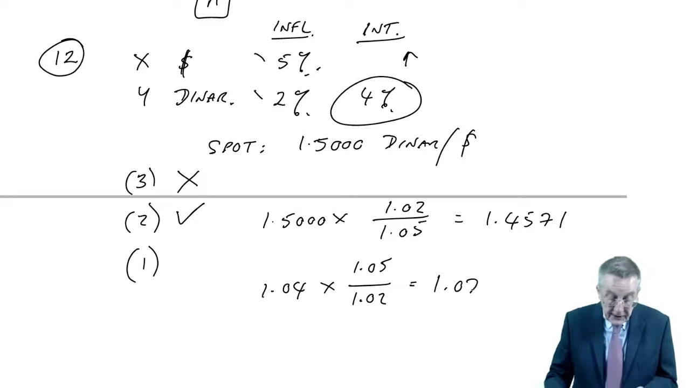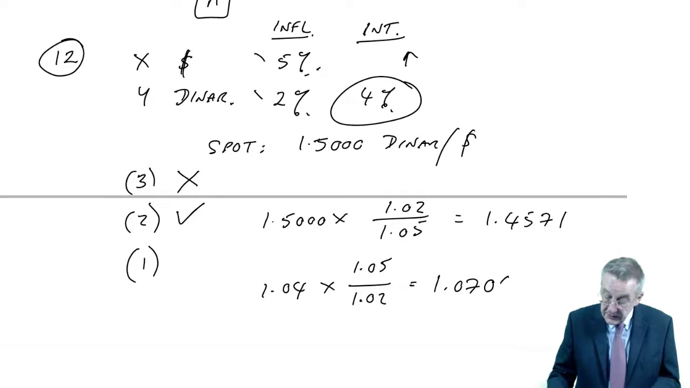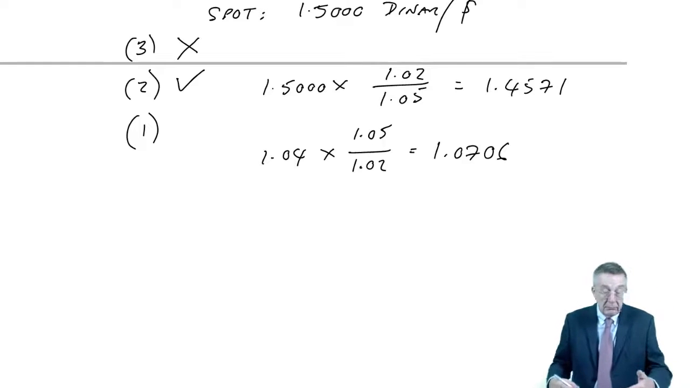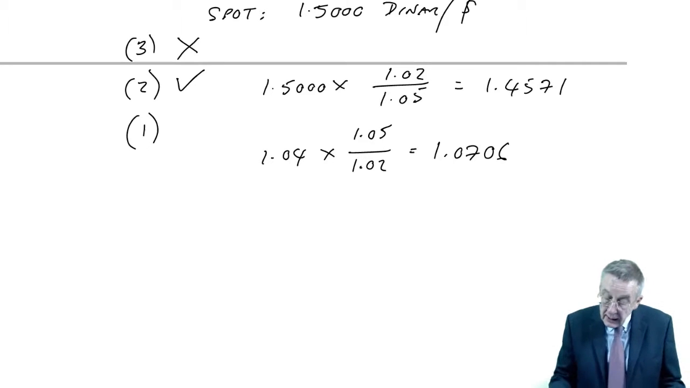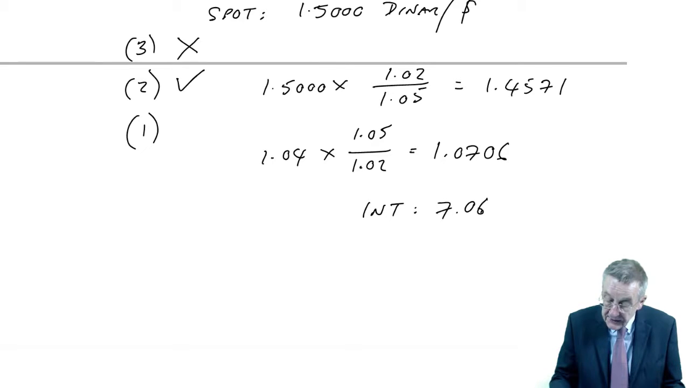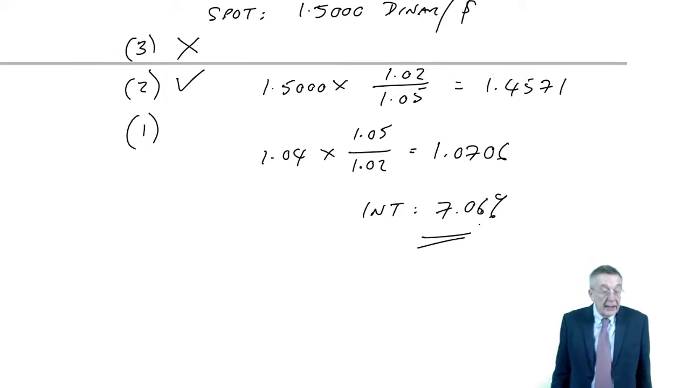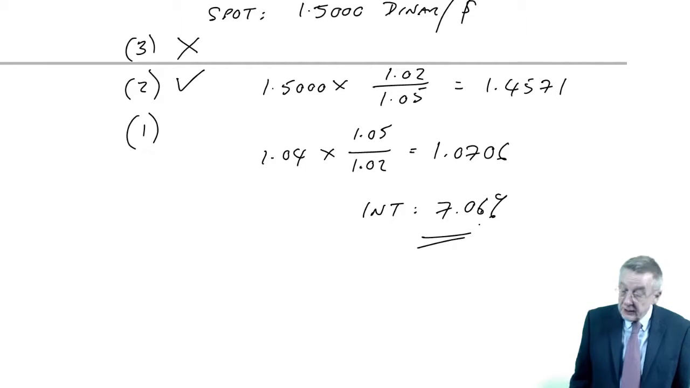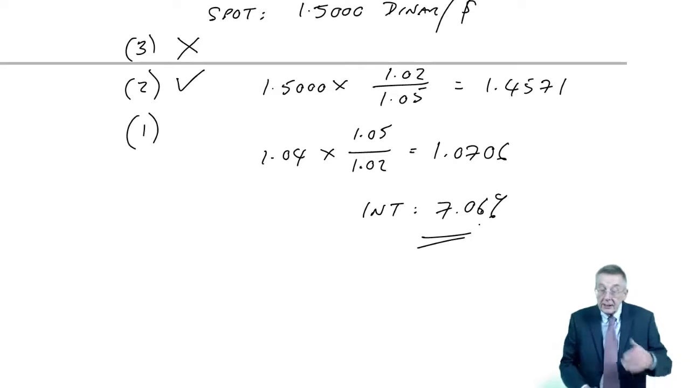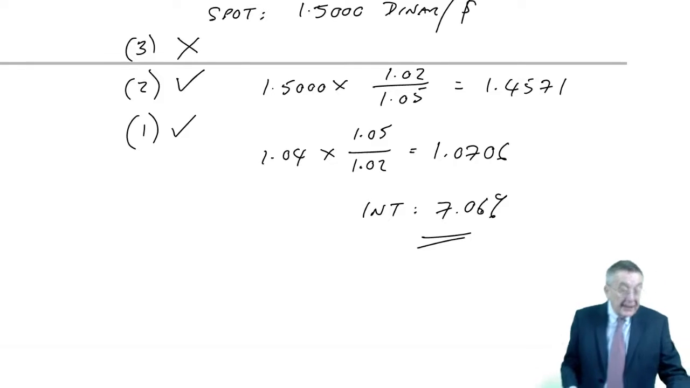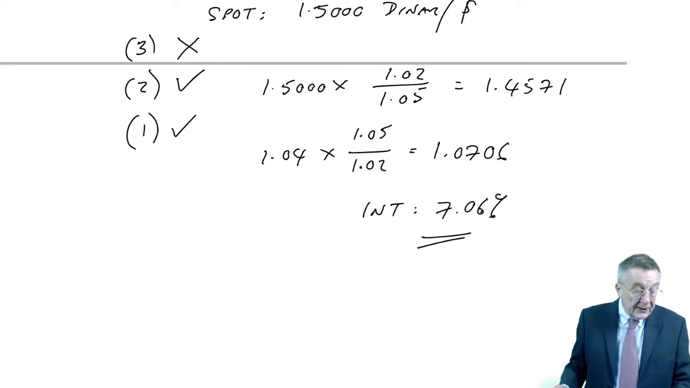It's 1.0706, which is 1 plus the interest rate in, we'll switch, country X. So the nominal interest you'd expect to be 7.06%. And is that what it says? Yes. So the actual interest in country X should be, in theory, according to all the theory, 7.06%. So 1 is indeed correct, but as I said, we already knew the answer was going to be B.